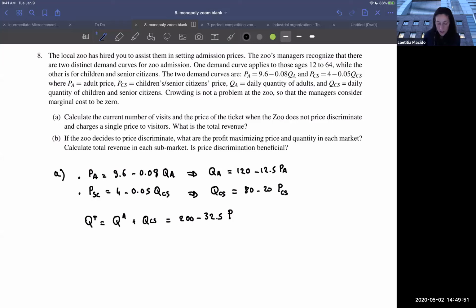Once I have this demand, things are going to get very simple. I just need to get the marginal revenue to set marginal revenue equal to marginal cost. But in that case, the marginal cost is 0. And then I will find the optimal price and optimal quantity for a non-price discriminating monopolist. So to get the marginal revenue, I will have to invert this relationship again.